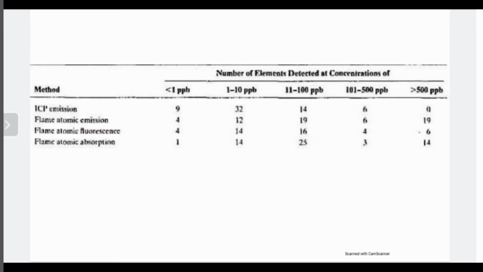In this table we are seeing the number of elements that can be determined by using various techniques. In this table we have given four techniques. One is ICP and the other three are related to the flame techniques. Out of these we have the flame emission techniques that we have demonstrated in our lab. Among all four techniques, ICP is superior at low concentration.